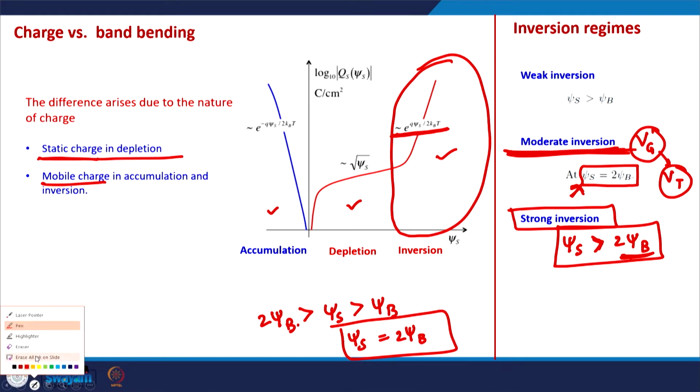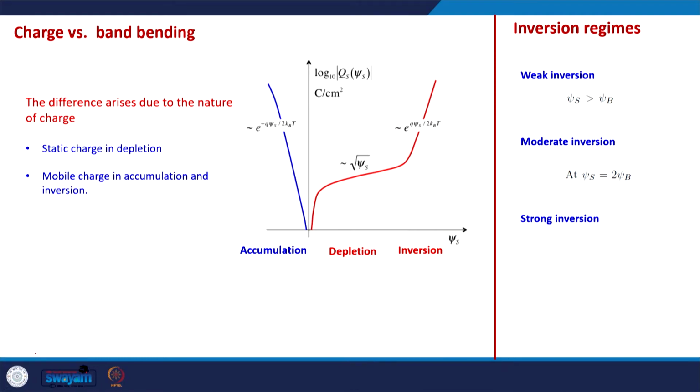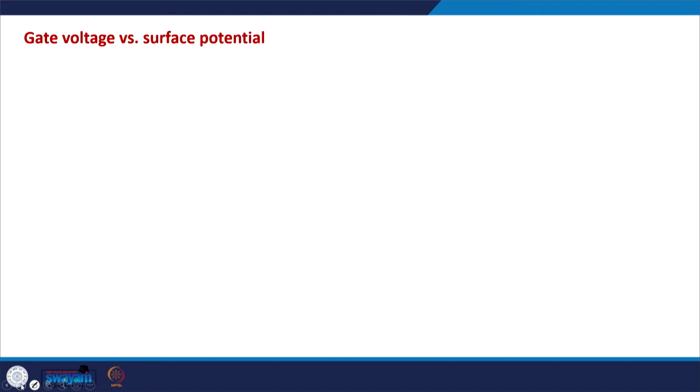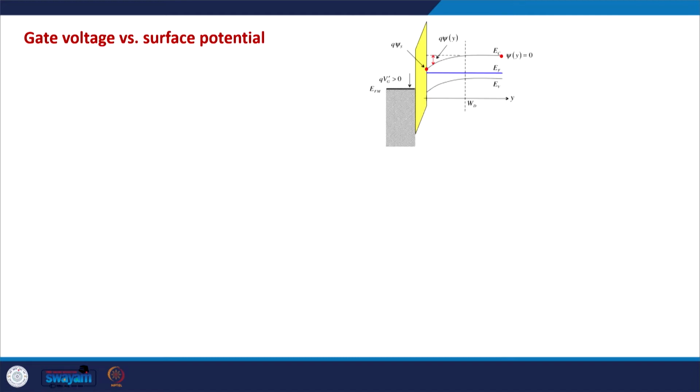We will not spend too much time here, because this is all part of the conventional electrostatics theory of MOSFETs. So now we understand the relationship between Qs and psi s. Now onwards we will try to see the relationship between psi s, the surface potential, and Vg, because Vg is the voltage that is in our hands.